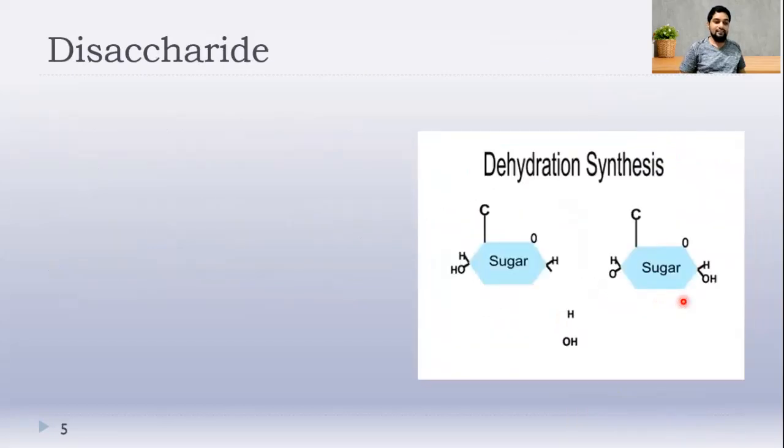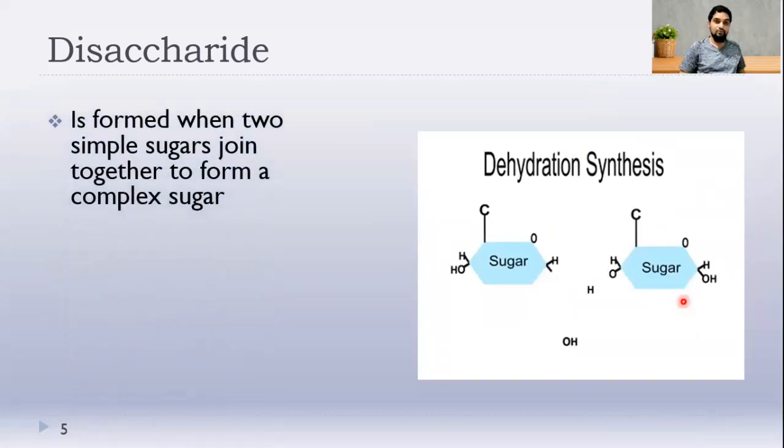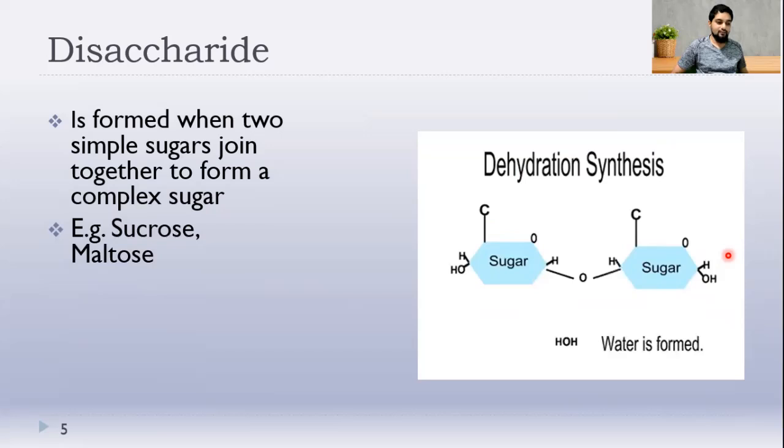Next we have disaccharide. The disaccharides are made up of two simple sugars joining together, and when they join together they form a complex sugar. Two examples of disaccharides are sucrose and maltose.